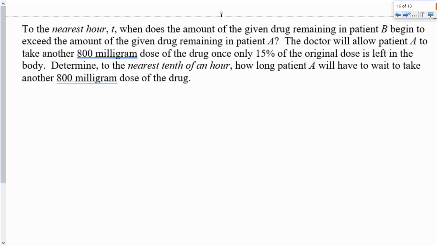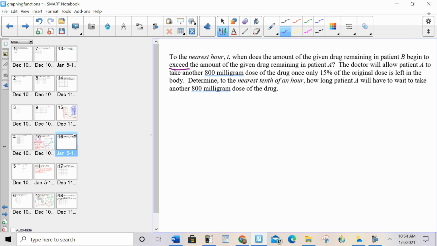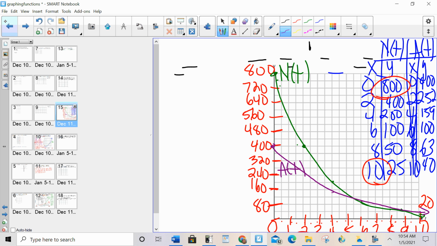To the nearest hour t, when does the amount of the given drug remaining in patient B begin to exceed the amount of the given drug in patient A? Well, one exceeds the other instantaneously after they're equal. So we're looking for the intersection point. Now, I rounded with these values, so I'm pretty confident that's going to be 6. But it could be 6.1, it could be 5.9, it could be 6.2.